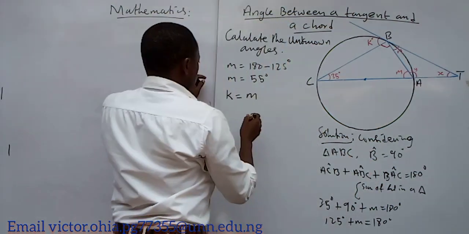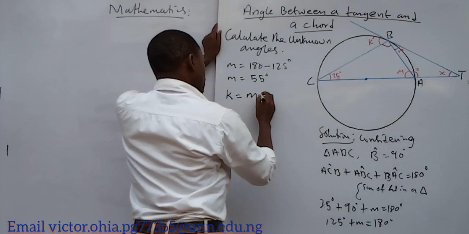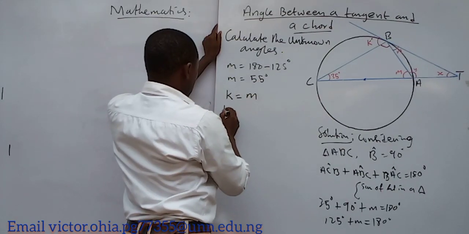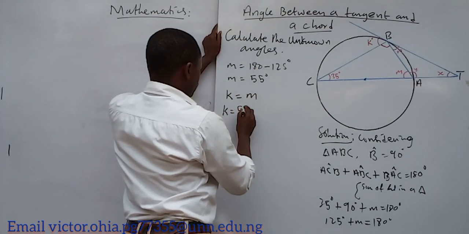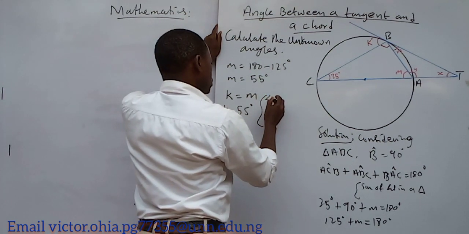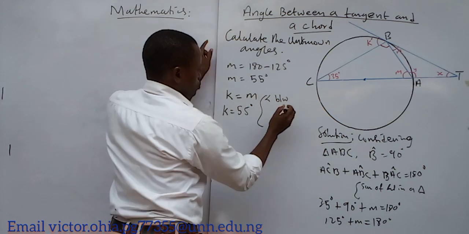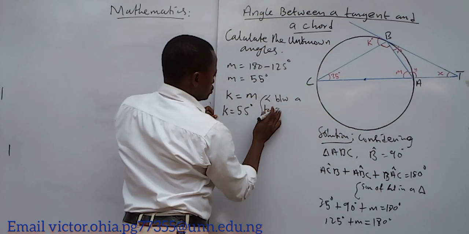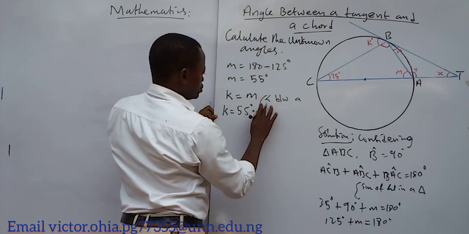All right, so we put it here. We have been able to show that M is 55. That means K is equal to 55 degrees. So we bring in that theorem: angle between a tangent. We normally use this.